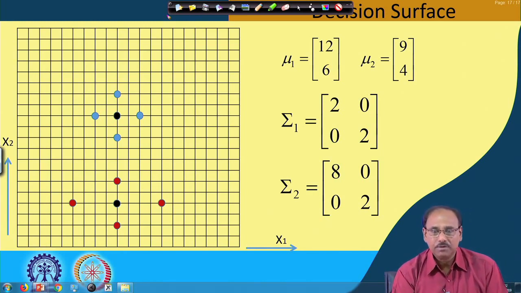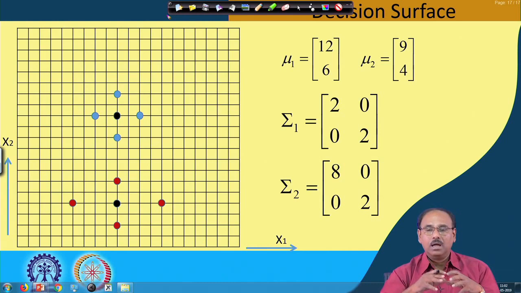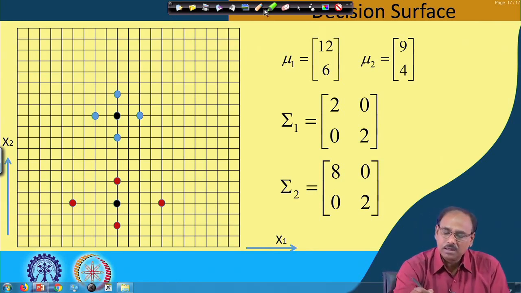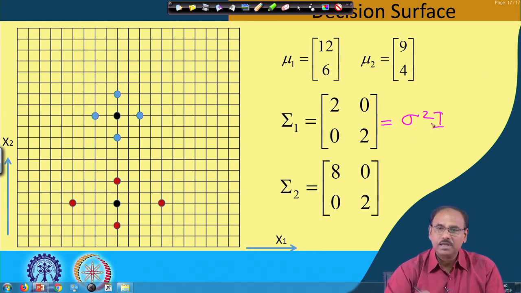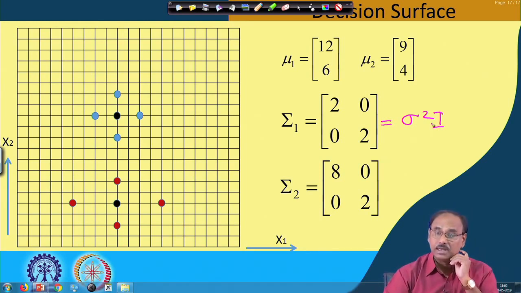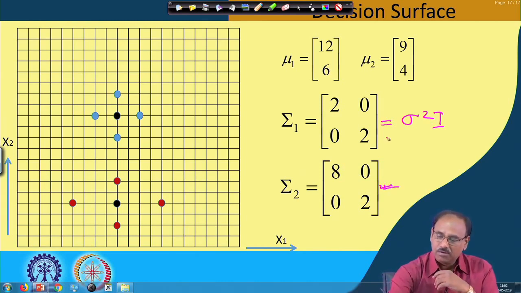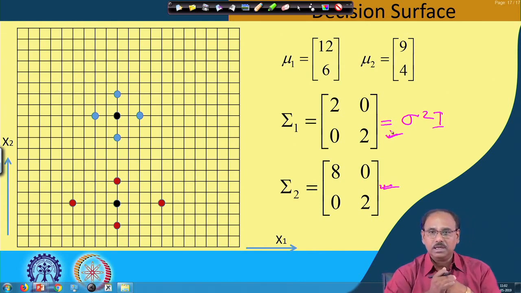So, given these two sets of feature vectors, I find that the covariance matrices for the two classes are different. So, my discriminant function for the second class, where the covariance matrix is [8 0; 0 2], will be a quadratic one, whereas the discriminant function for the first case, sigma 1, because it is of the form sigma square I, will be linear. So, over here my discriminant function will be quadratic, and for this the discriminant function will be linear.